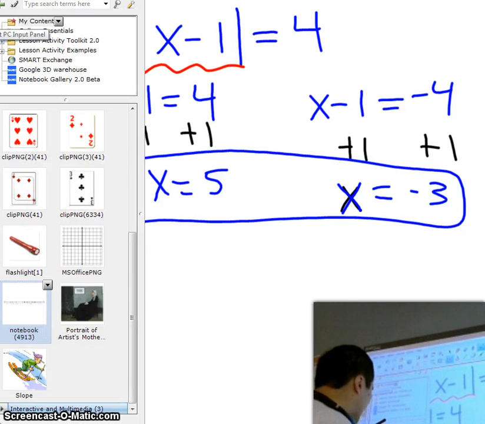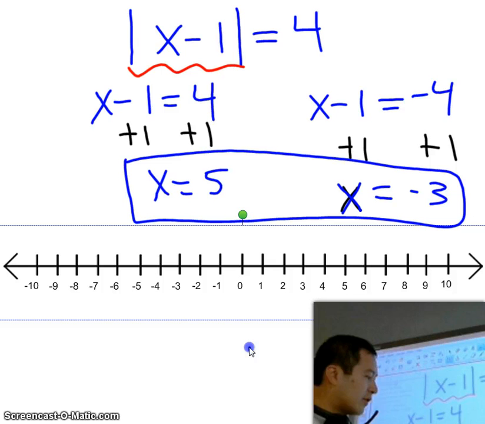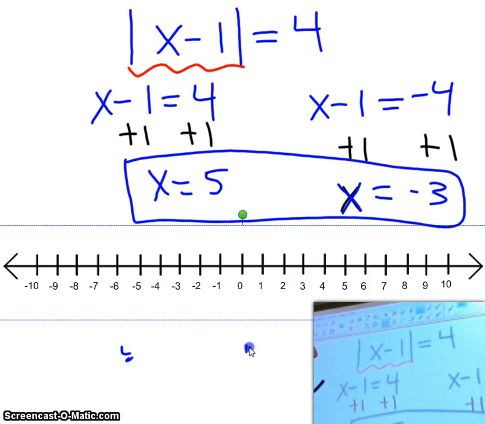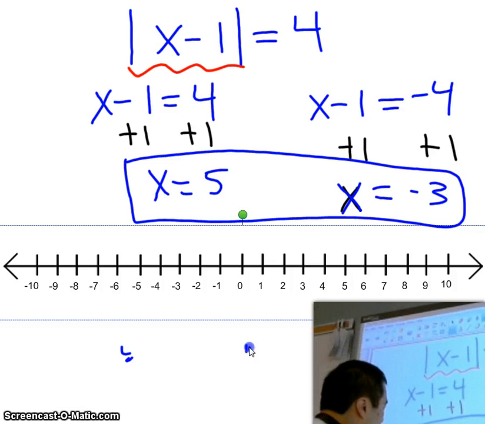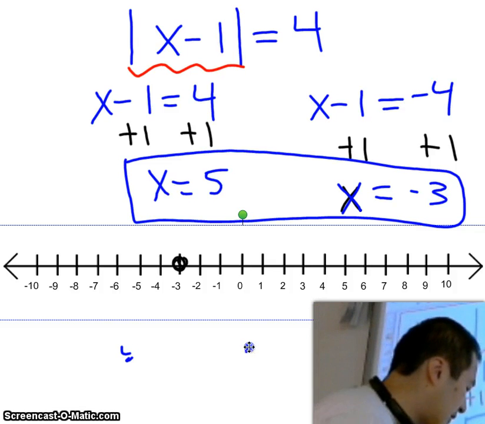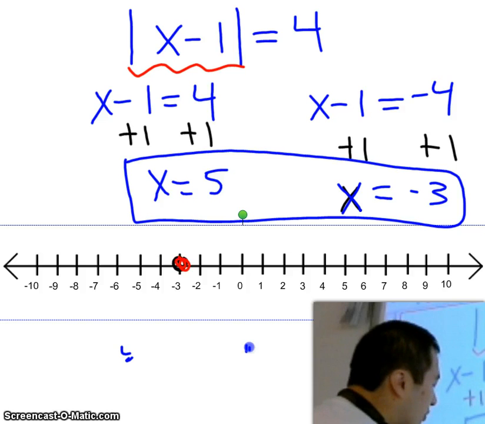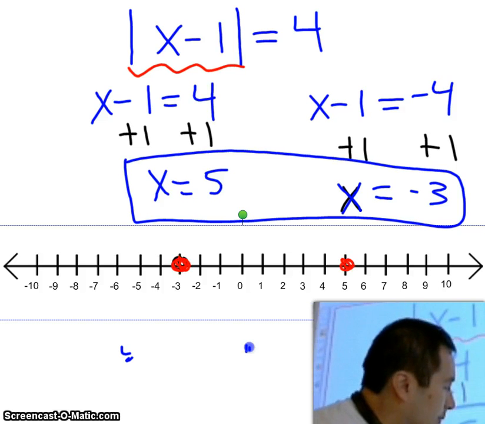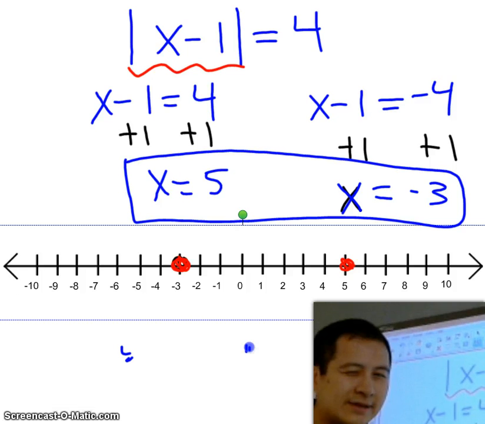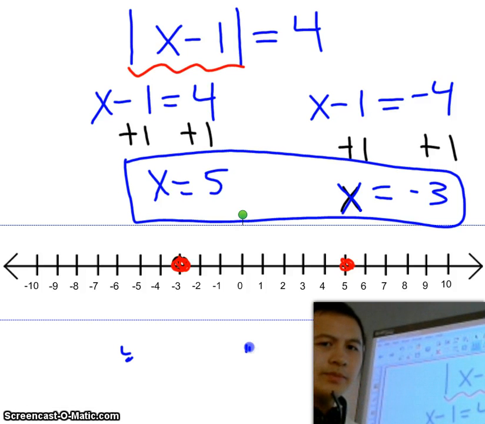I don't know if that actually makes sense to you, so I'm going to graph it for you so you can see. You don't have to graph on your homework, but I just want you to take a look real fast. I have two positions here. I have a position at -3 and 5. Does that look like a distance of 4 to you? Think about it. It actually is.